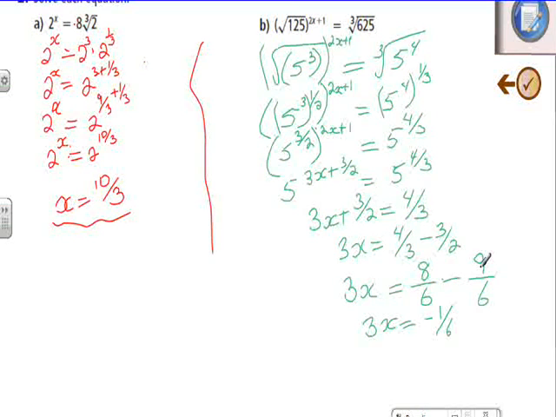Let's get rid of that 3. Divide that 3 over, or multiply both sides by 1/3. So x is equal to negative 1/6 times 1/3, which gives us negative 1/18. And again, you could plop that into the original and see if the left side equals the right side.